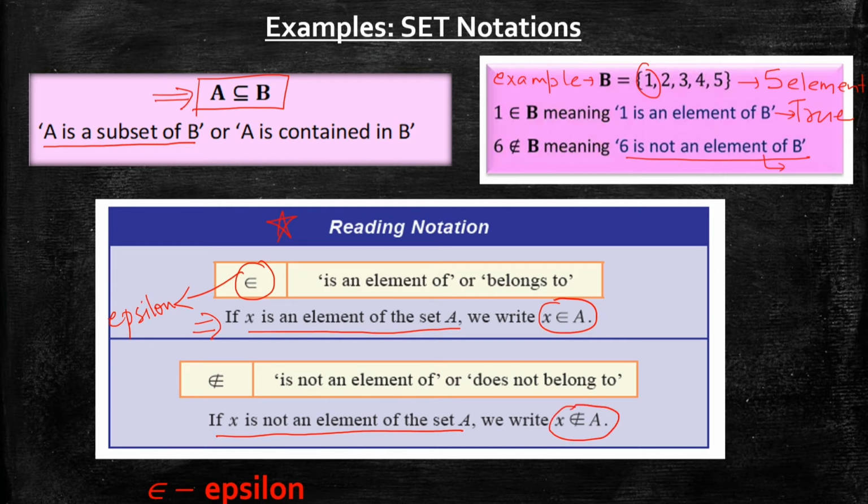And how do we read? We say epsilon means it is an element of, or it belongs to this set, or epsilon, which is stricken off, is not an element, or it does not belong to the given set. So this reading notation is very important. You will see in the slide today some questions where we are going to use the epsilon notation to solve problems.